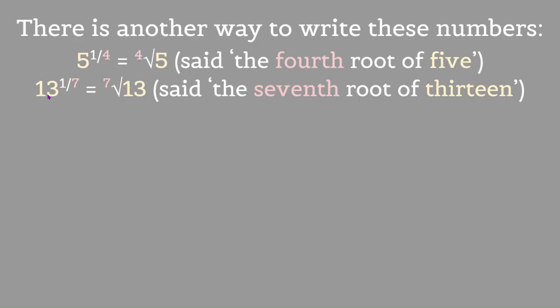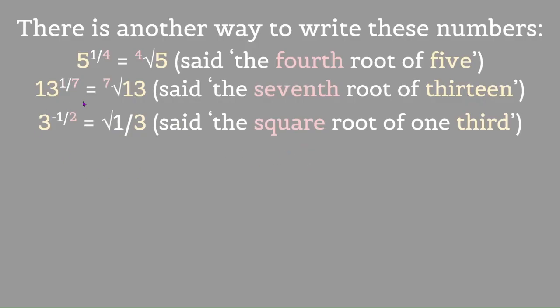We could write 13 to the power of 1 over 7 as the seventh root of 13. We can write 3 to the power of negative 1 over 2 as the square root of 1/3, right? So this negative, remember, is that division we're seeing here. The square root, which is this symbol, of 1/3.